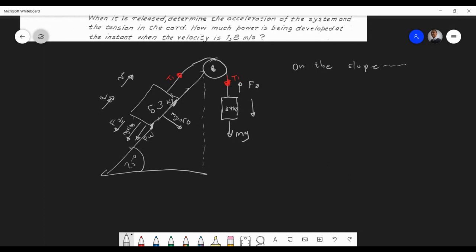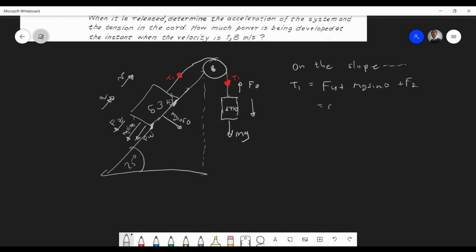So we have T1, and T1 is equal to a whole compendium of forces. That's F mu plus mg sine theta plus Fz. Okay, do we know our normal force? Oh, we're looking for the acceleration, by the way. So that's important.